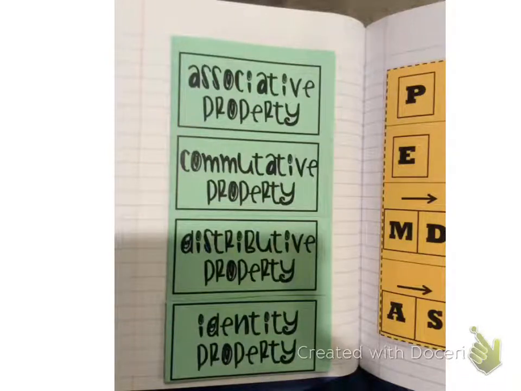Alright, this is for the properties foldable, which is the green one that you got today. All I've done is trim off the bottom part of it, and then I folded it and placed it in my INB, and it should be on page 4. You can't really see that up there, but it is page 4. Here's where it's supposed to be. Alright, and so let's look at how to fill that out.